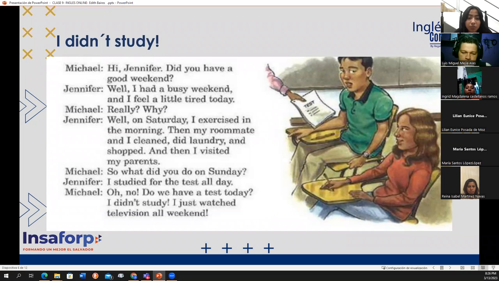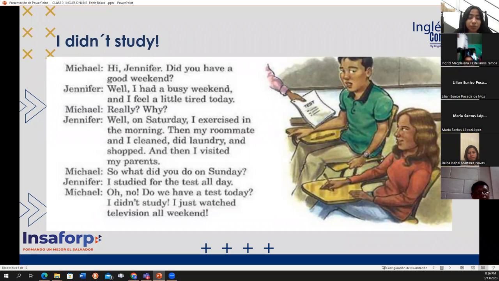Cleaned, ok, cleaned. It's like a D at the end, okay? Shopped, it's like T at the end, shopped, okay? Visited, okay? It's ED at the end, visited, okay? Studied, it's like D at the end. Washed, it's like T, okay? Washed, T, at the end, okay? Try to emphasize the past tense, okay?